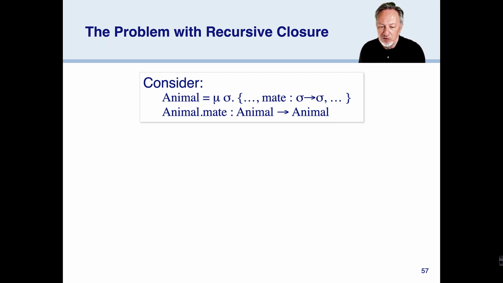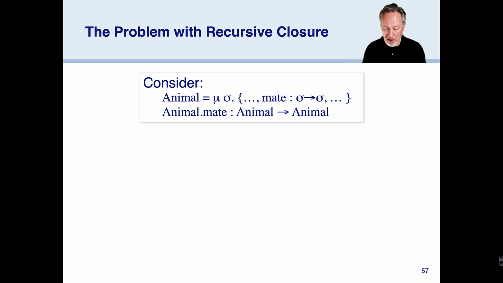Let's consider again the story of recursive closure. So we have this notion that an object is a closure, like in JavaScript. In JavaScript we have a hidden part, which is part of the closure, and the object is just a record, and the record may refer to some hidden part that's part of the closure. We can take the same approach with types. So consider the type of an animal. An animal has a whole bunch of different methods, and it also has a mating method. So two animals can mate and produce another animal.